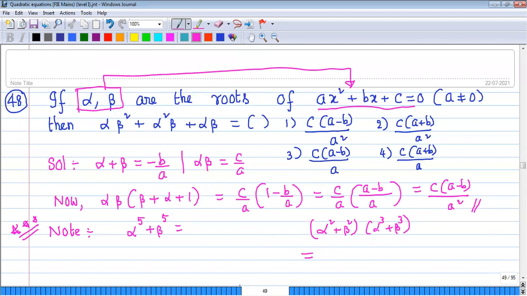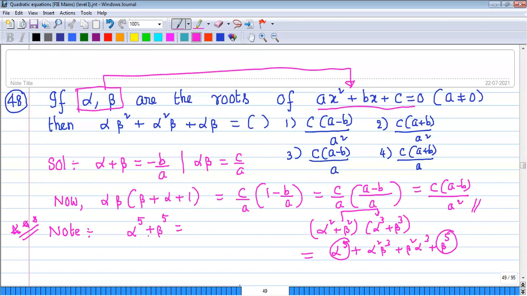Just simplify it: alpha to the power of 5 plus alpha square beta cube plus beta square alpha cube plus beta to the power of 5. We need the sum of these two values, the product of these two, and minus this we can write. From this we can take out alpha square beta square common.